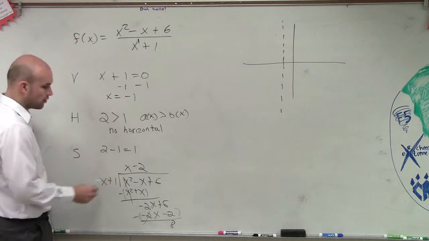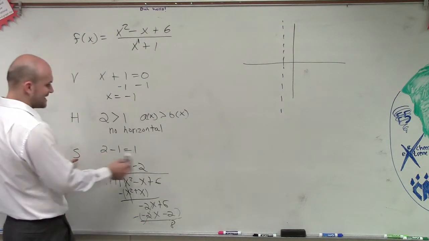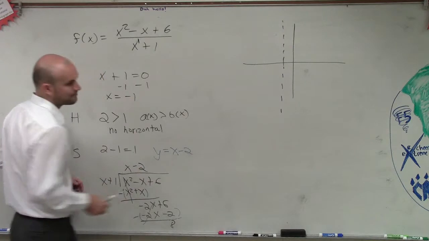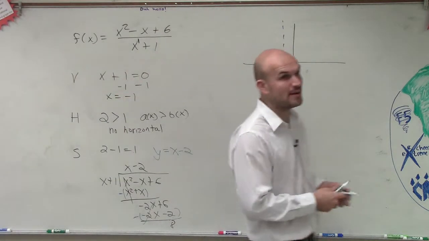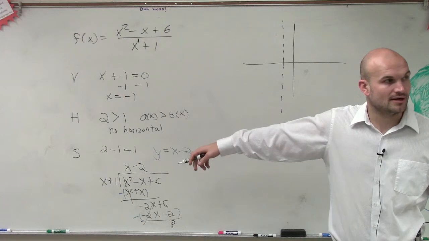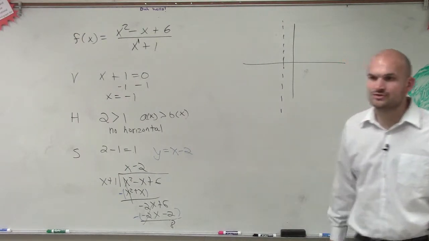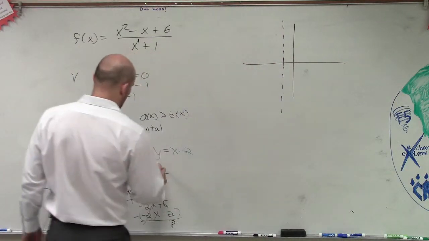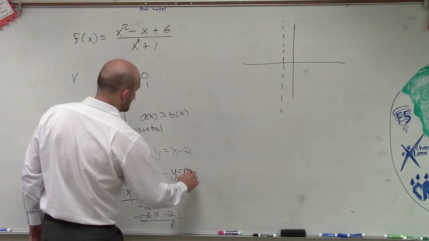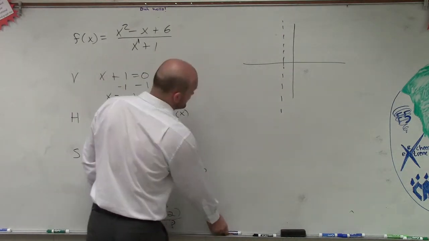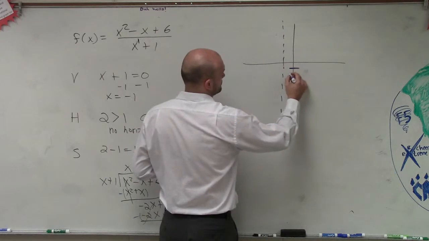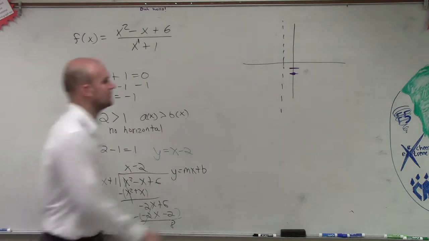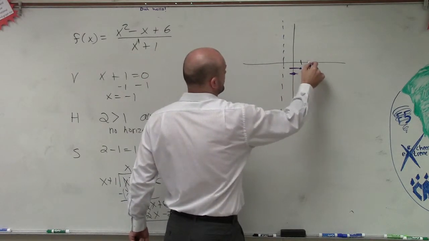So this is going to be our slant asymptote, y equals x minus 2. So now, ladies and gentlemen, we need to graph this. Now remember, this is a linear line, right? So how do you graph y equals x minus 2? Well, we remember everything can be put in the form of y equals mx plus b. So b in this case is negative 2. So I go down to negative 2. And then I just follow the slope, which is 1 over 1. So I go up 1, over 1, up 1, over 1.